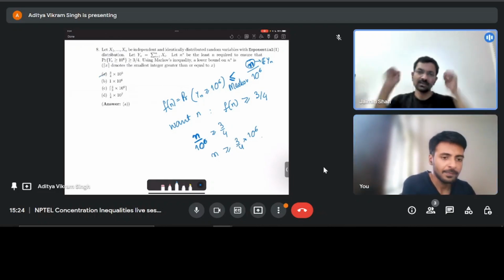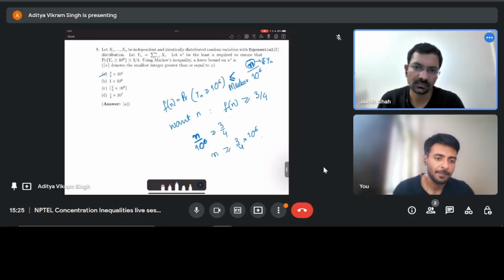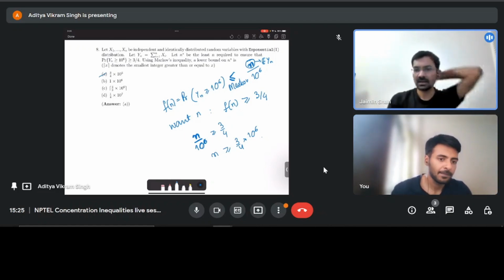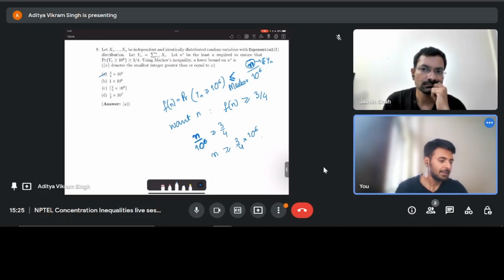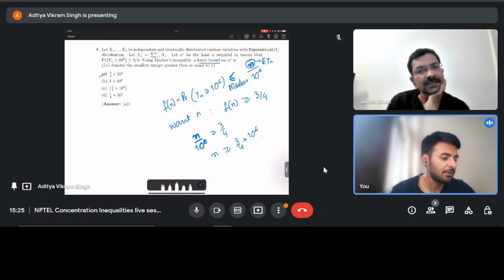But I have a doubt in this. Any value greater than this may not satisfy the given inequality, right? Yeah, so this is true. This is why this says that this is just a lower bound on n star.